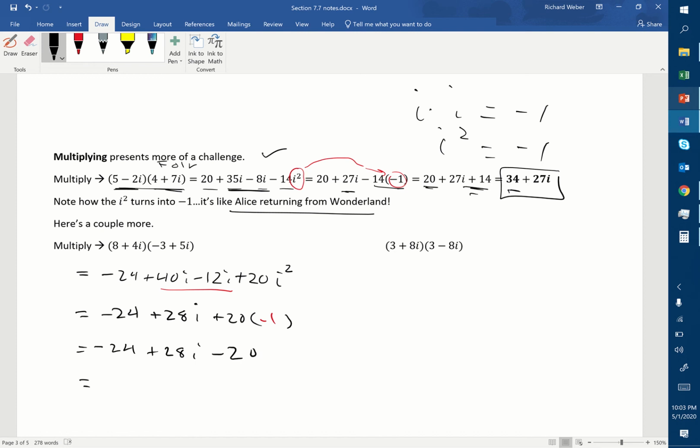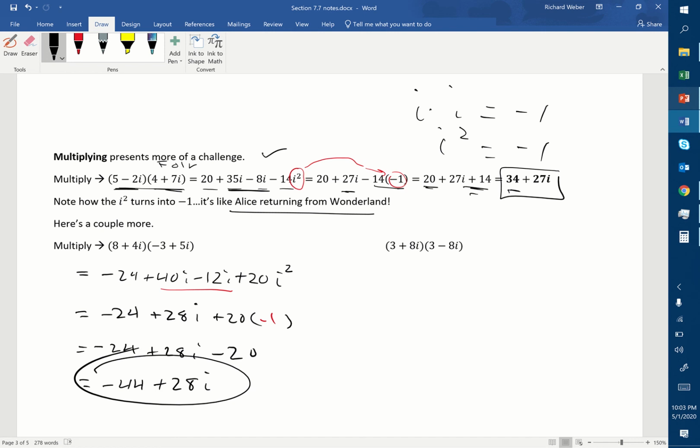And there's a tradition to always put the real part first. I'm not going to ding you if you don't, because we're so used to putting x first, right? But in math tradition, you put the real part first: -44 plus 28i, done. So I'm not going to ding you if you write 28i minus 44. Okay, I don't think anyone does.